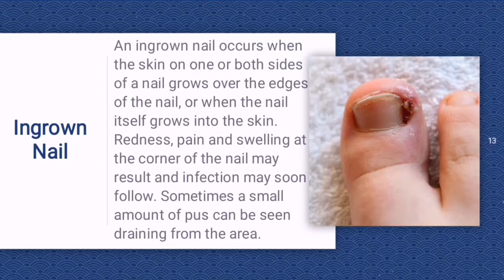The next nail disorder we have is the ingrown nail. An ingrown nail occurs when the skin on one or both sides of a nail grows over the edges of the nail, or when the nail itself grows into the skin. Redness, pain, and swelling, as we see in the picture on the right side at the corner of the nail, may result, and infection may soon follow. Sometimes, a small amount of pus can be seen draining from the area.